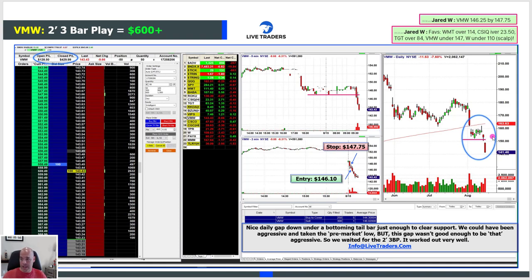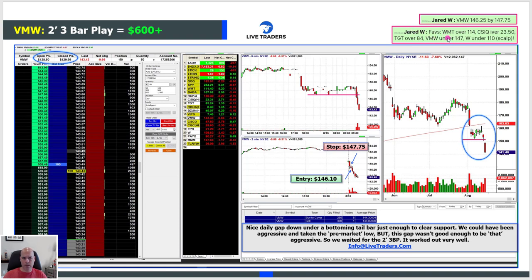So when you woke up today, the market was not gapping down, the market was gapping up today, pre-market. And this stock is gapping down. Concept number one, relative weakness. Concept number two, gapping under support. Concept number three, gapping under a bottoming tail. Concept number four, room to drop. So we look at the daily and go, this is pretty nice. Therefore, it made our favorites list.